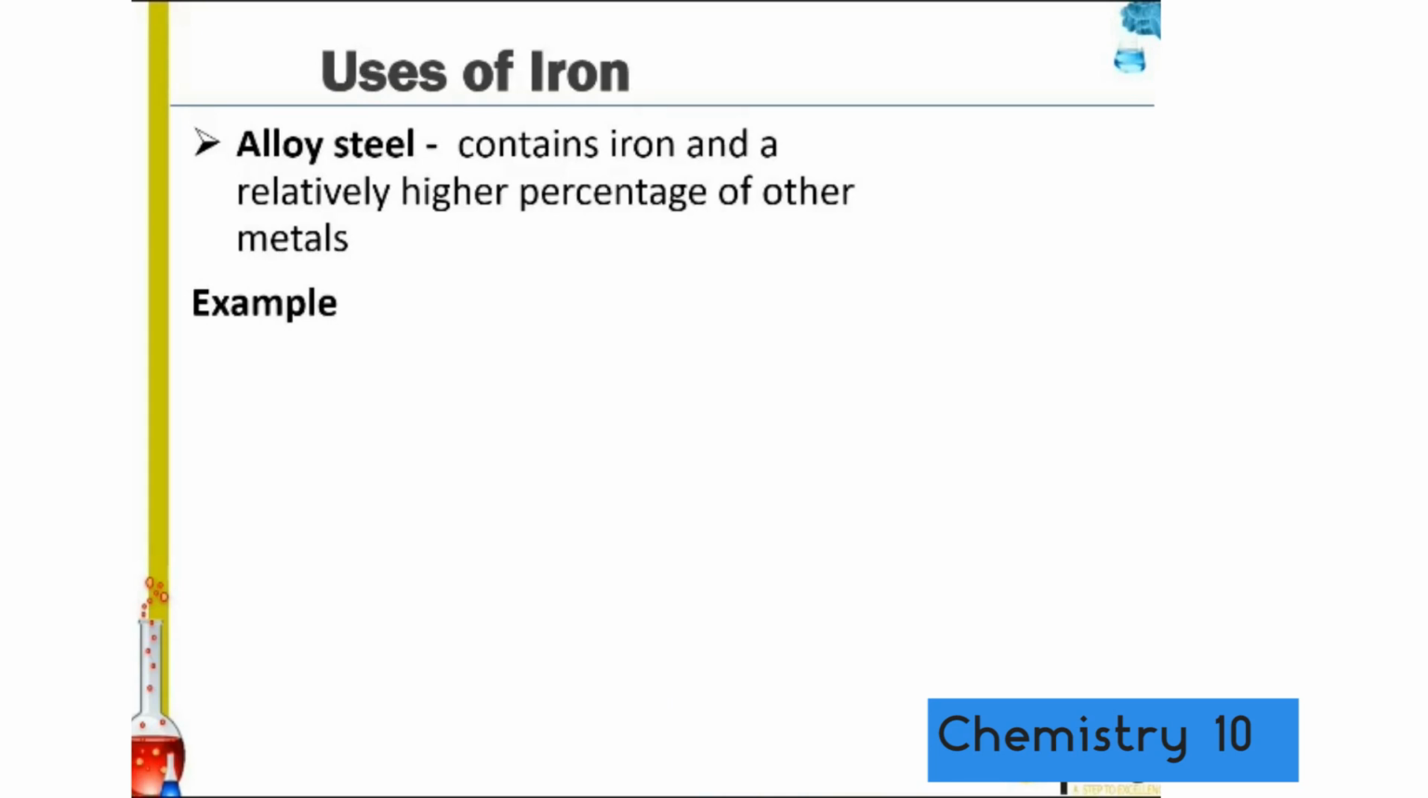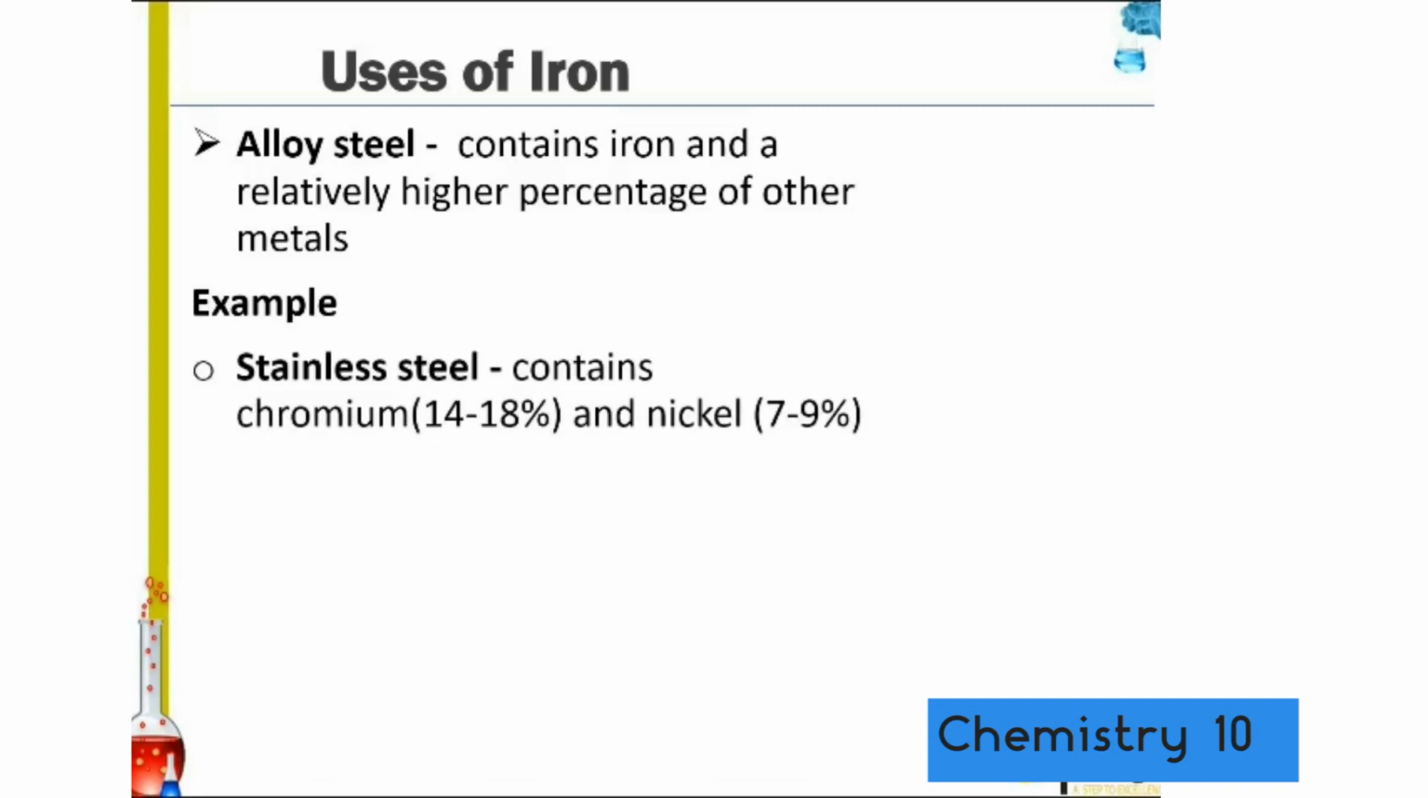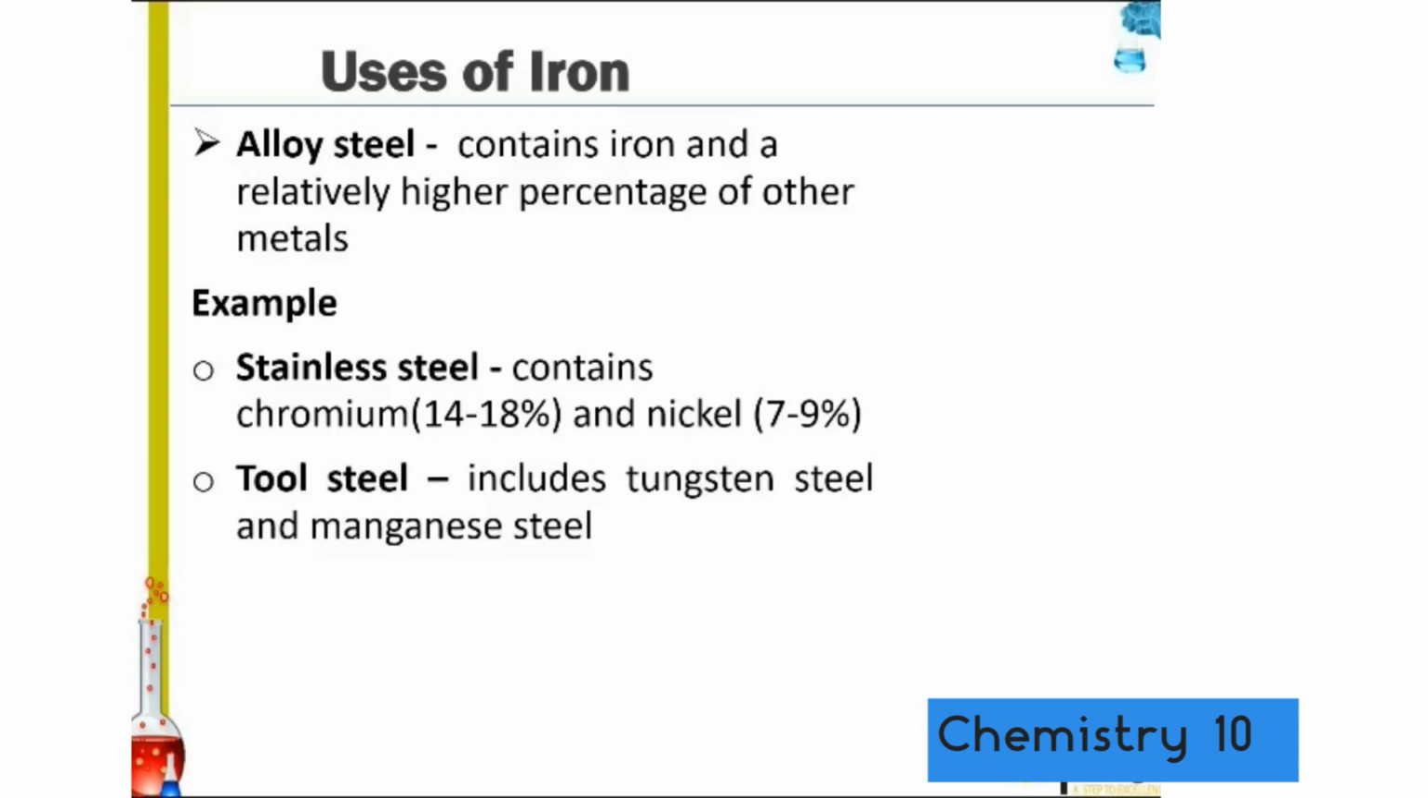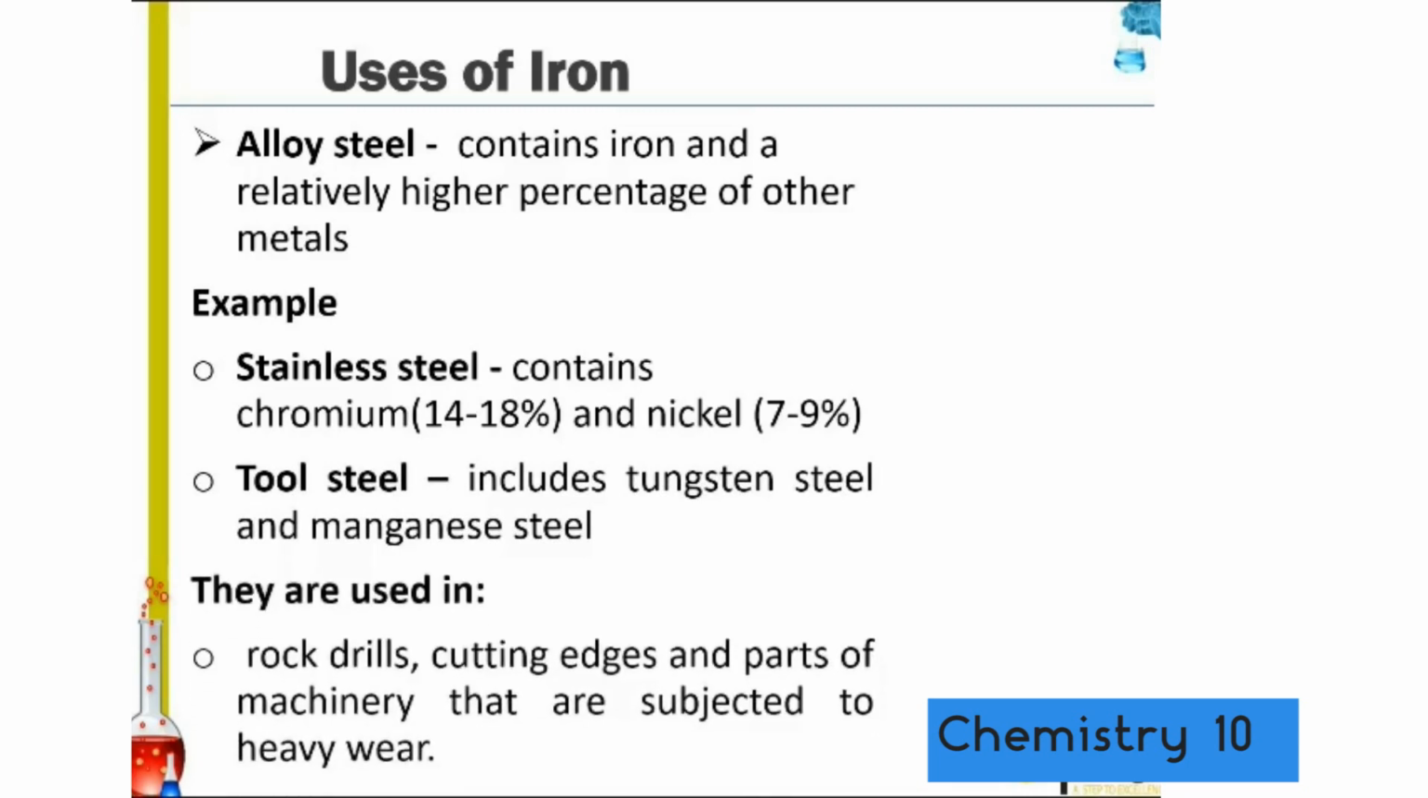Alloy steel contains iron in a relatively higher percentage of other metals. Examples of this include stainless steel, which contains between 14 and 18% chromium and between 7 and 9% nickel. The addition of these other metals allows stainless steel to resist rust. Tool steel includes tungsten steel and manganese steel and is used for rock drills, cutting edges, and parts of machinery that are subjected to heavy wear.